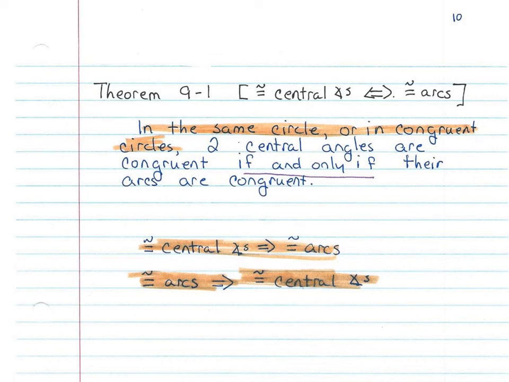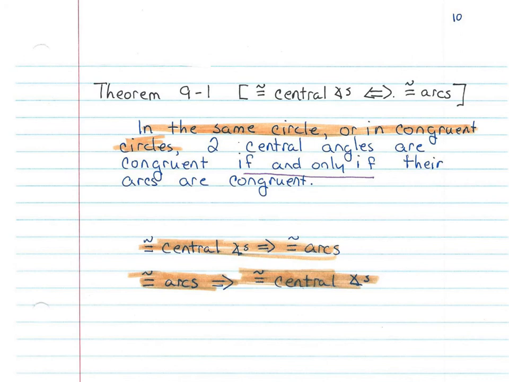But these 3 are on RunWeb. This one tells us that in the same circle or in congruent circles, that's important, 2 central angles are congruent if and only if their arcs are congruent. Congruent central angles mean that we have congruent arcs in the same circle or congruent circles. In the same circle or congruent circles, congruent arcs mean we have congruent central angles.